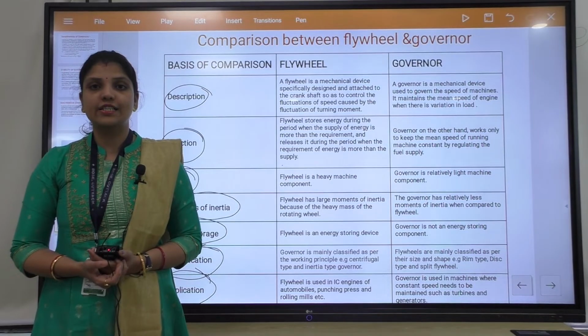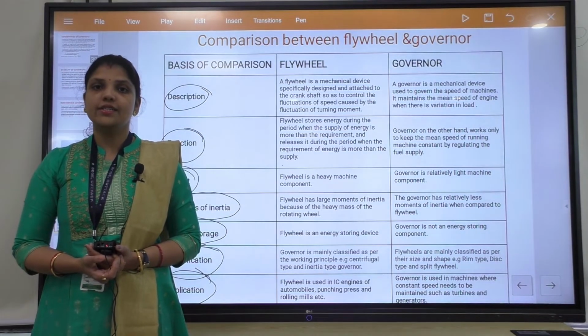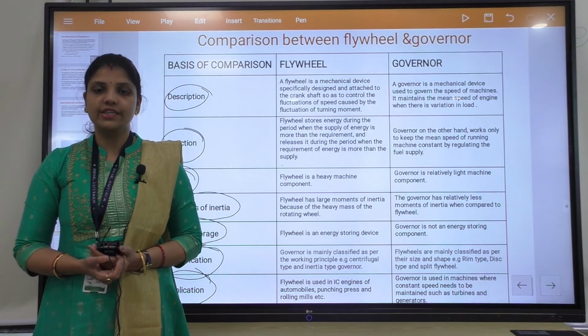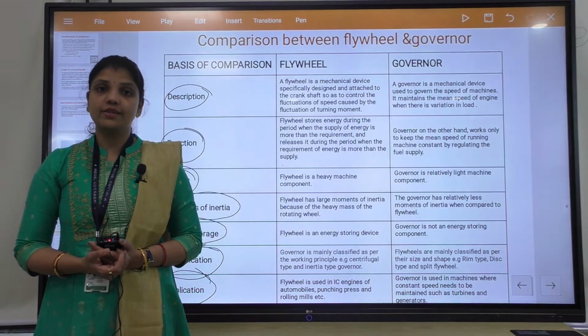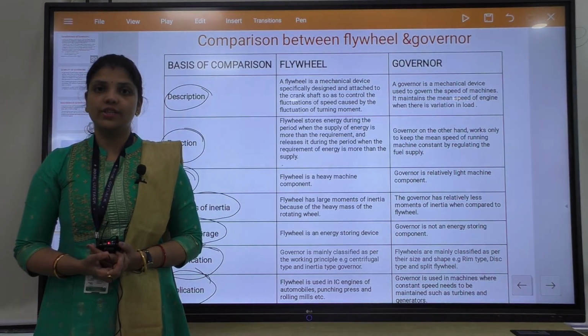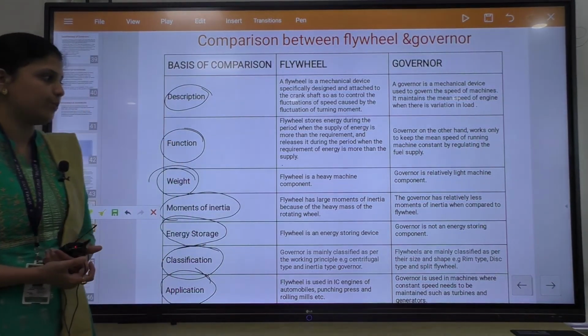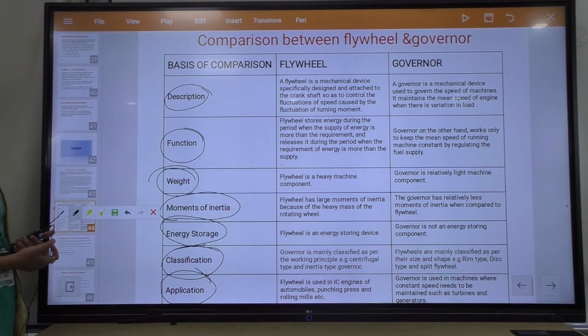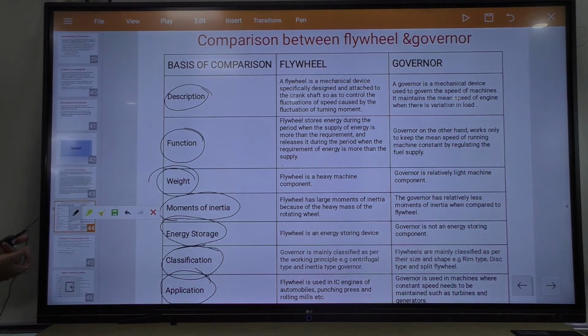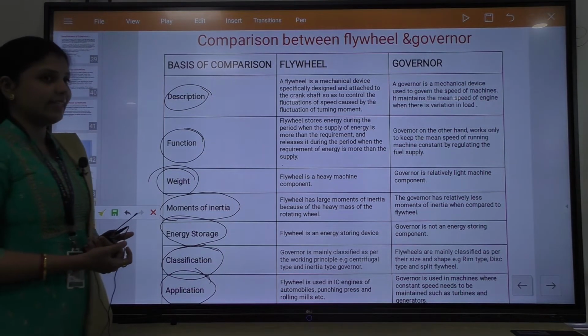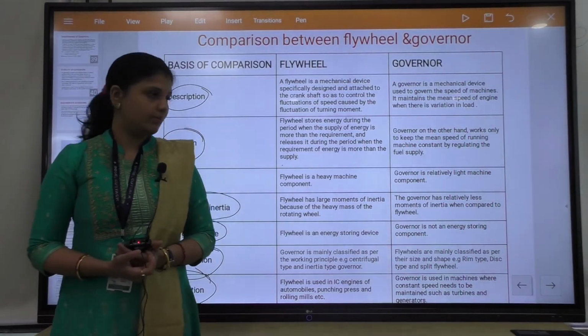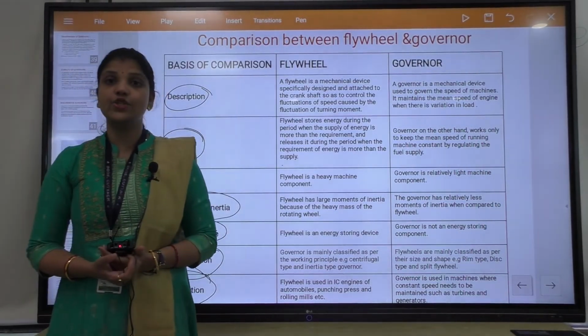Next factor is the moment of inertia. Since the mass of the rotating wheel of flywheel is more as compared to governor, so moment of inertia of flywheel is more and governor has less moment of inertia as compared to flywheel. Next factor is energy storage.